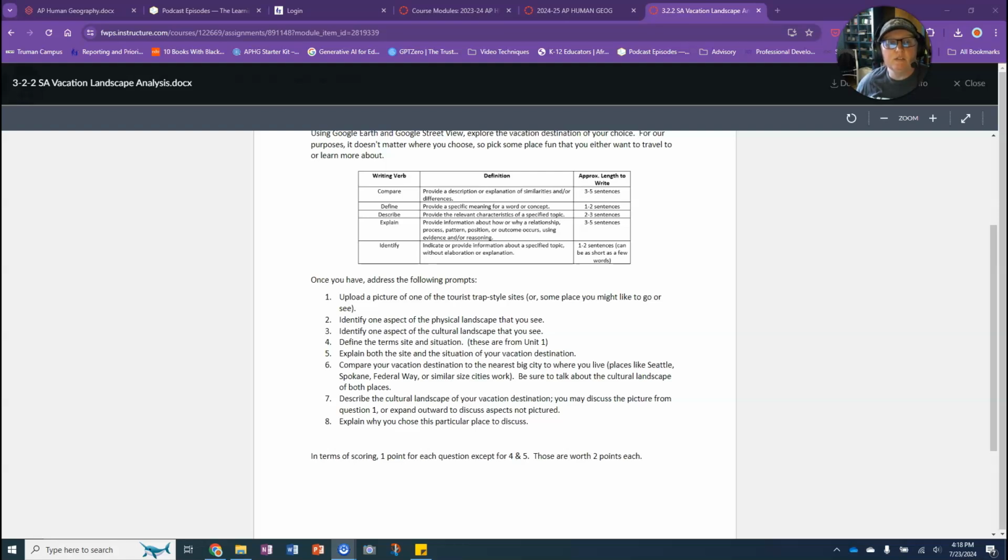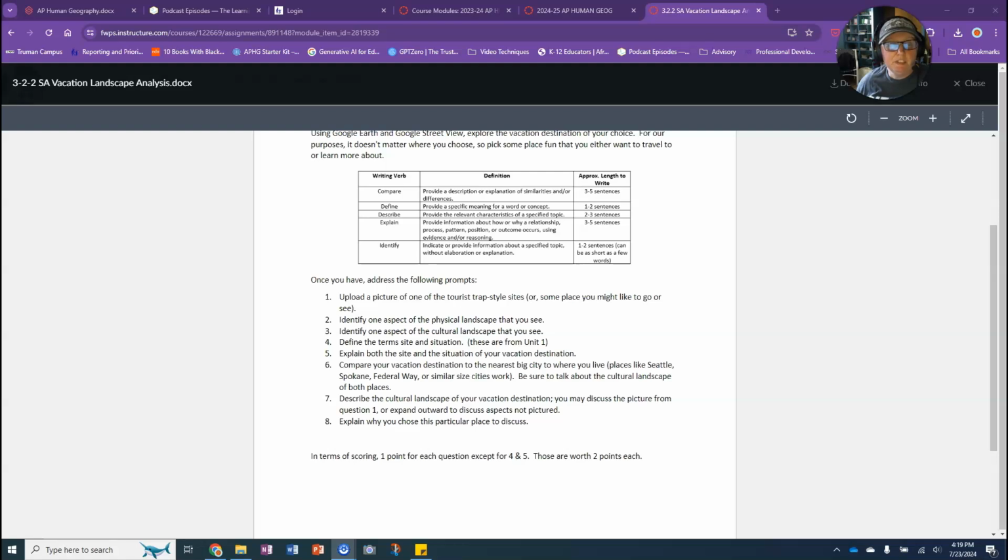So for 2 and 3, we're going to look at identifying one aspect of the physical landscape and one aspect of the cultural landscape that you see. All right, and those are just identifies. For 4, I'm going to have you define those terms site and situation. Those are from Unit 1. Remember I said periodically we would be bringing that Unit 1 stuff back in. So I want you to define those, and you're going to get 1 point each for those terms. Okay, so 4 is worth 2 points.